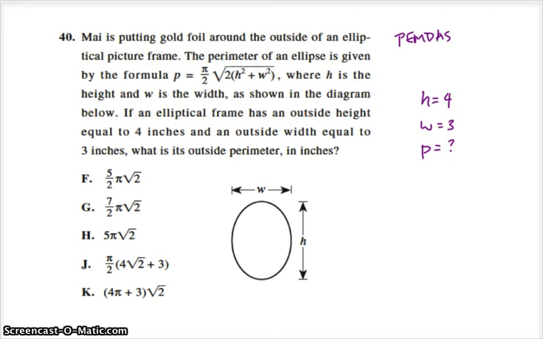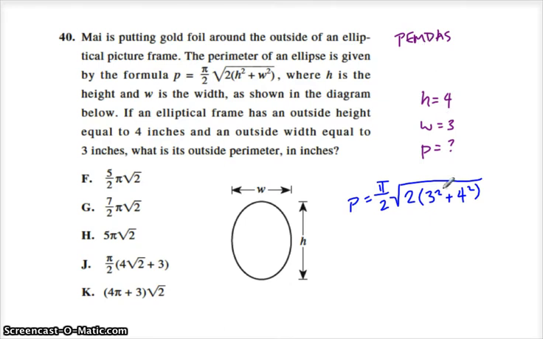So let's go ahead and set this one up. I'm going to change my pen color here. I'm in blue right now. Here we are. I'm going to rewrite this formula. I'm just going to copy it straight down. So I have pi over 2 times the square root of 2 times h squared plus w squared. Okay, so they tell us that the h is 4 and the w is 3. So I'm going to take my eraser. Instead of the h and the w, I'm going to put the values of 3 and 4. And then I just solve from here.